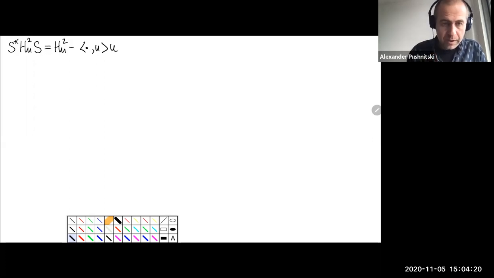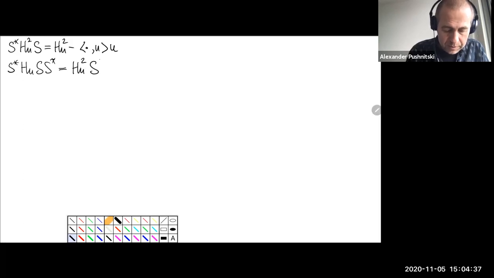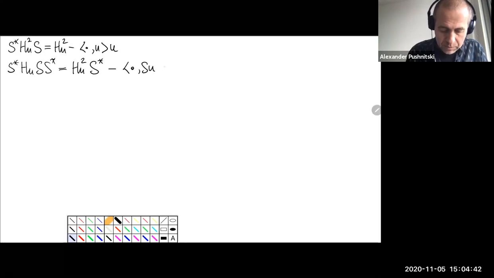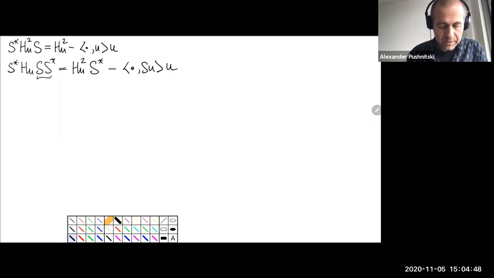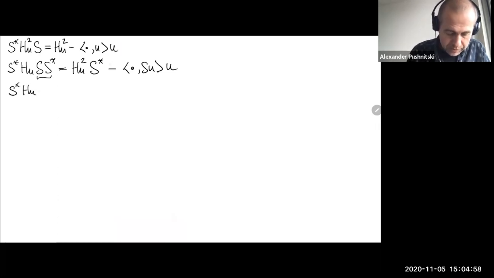So I will do one more thing. I will multiply this by S star on the right. So I get S star HU S star equals HU squared S star minus dot SU U. And then finally, remember that this is 1 minus projection onto 1. So I've got S star HU.